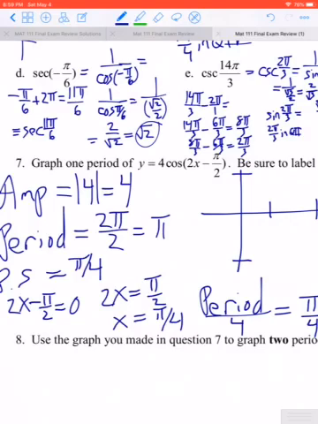The amplitude is going to be the absolute value of 4, which is 4. The period will be 2 pi divided by the number, which is the coefficient of the x on the inside. That's going to be 2 pi divided by 2, which gives us a period of pi.